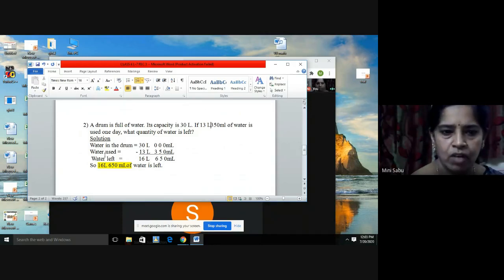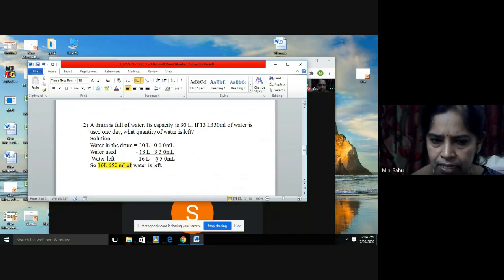Okay. Then water used, 13 liter 350 ml. Check the quantity again before going for subtraction. 13, 350. Okay. Now water left. We can do subtraction. Ml we have written, 0 minus 0 is 0. We have to borrow from here. See, here is 000. So we borrow from here. Actually this 3 becomes 2, and all this becomes 9. This 9 and this will be 10. So 10 minus 5 is 5. Here 9 is left. So 9 minus 3 is 6.